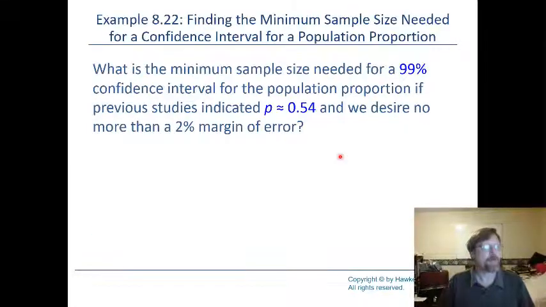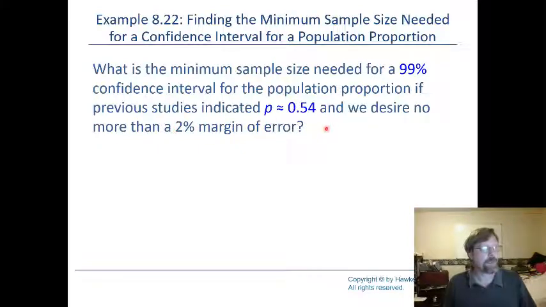All right, so what's the minimum sample size needed for a 99% confidence interval for the population proportion, if the previous study, oh, sorry, I misread that. Not the study from the previous example. So a previous study on something similar had an estimated population proportion of 0.54. We're doing a similar study. We want a 99% confidence interval and a no more than 2% margin of error. Okay, so we've got this 2% margin of error here.